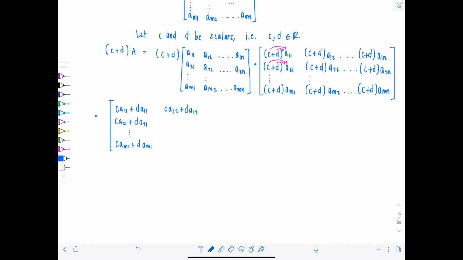Okay. CA22 plus DA22, CAM2 plus DAM2. Last one. CA2N plus DA2N. And all the way down.